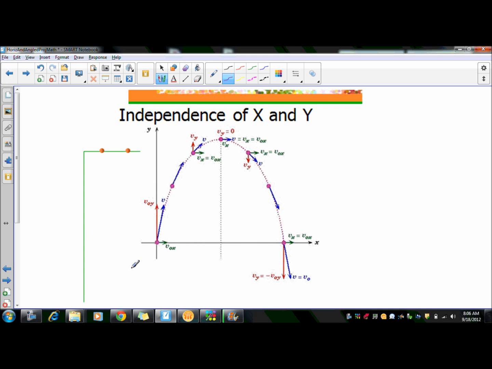So just looking at this diagram again, it's the same one that you saw in the previous video. Your green arrows are your horizontal. They all stay the same length. The verticals decrease in length going up until they hit 0 at the top, and then increase on the way back down. That's why the overall resultant changes so much. The resultant changes because of the vertical.